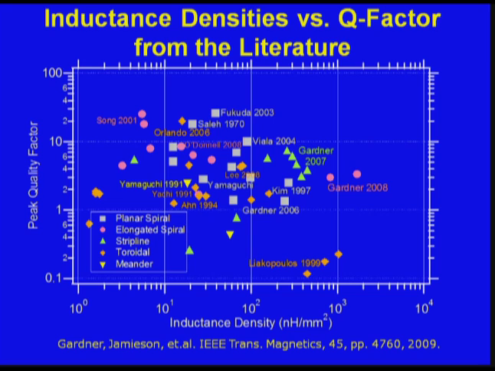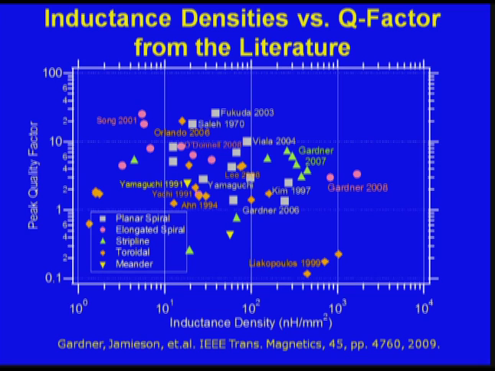So this is a comparison of what was available up until recently in terms of on-die inductors that use magnetic materials. What I'm plotting here is the peak quality factor, which is dependent on frequency, versus the inductance density of different structures. Now, you have the planar spirals and elongated spirals. Remember, I mentioned that those have a lot of DC resistance. So those are not very good candidates for voltage converters if you have high currents.